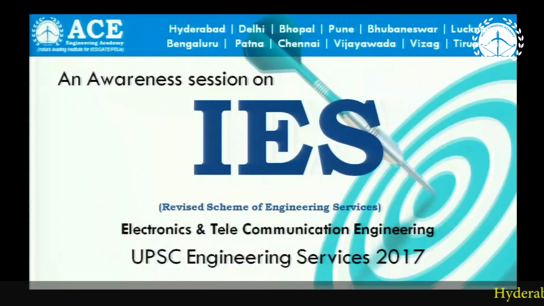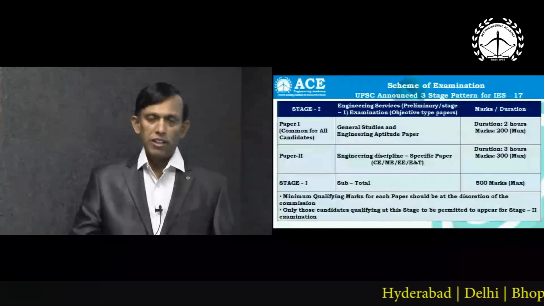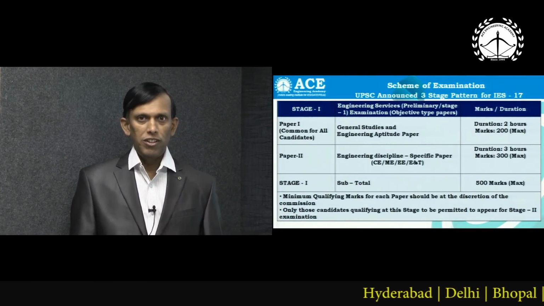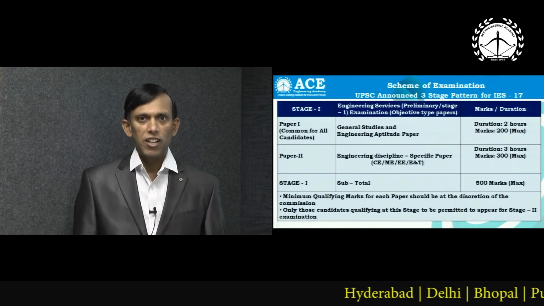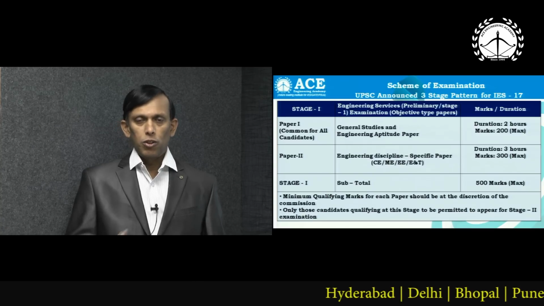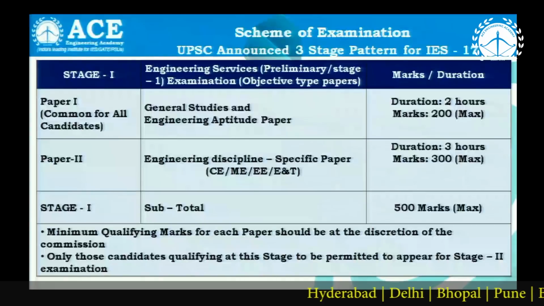So, let us have an awareness session for electronics and telecommunication for the revised pattern and the scheme announced recently by UPSC for IES 2017. In the present pattern, there is a three-stage or three-tier system. Compared to 2016, in which there was a two-tier system, now 2017 is a three-tier system.